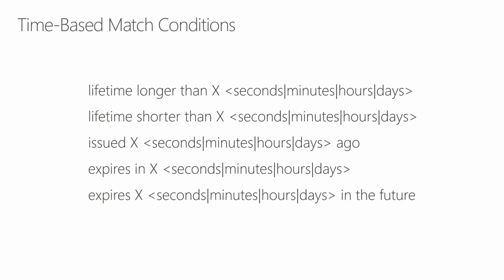You can also have conditions that say issued X amount of time ago. You can have conditions like expires in X time. So for example, we want to match if someone expires in 5 minutes, maybe we want to redirect them to reauthorize, right? Or you can have expires X time in the future. That's another condition.